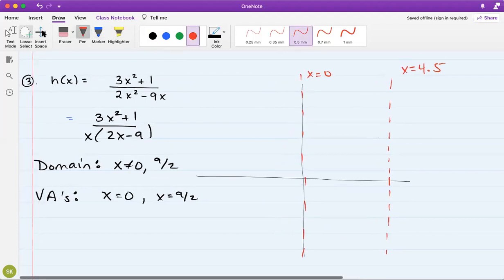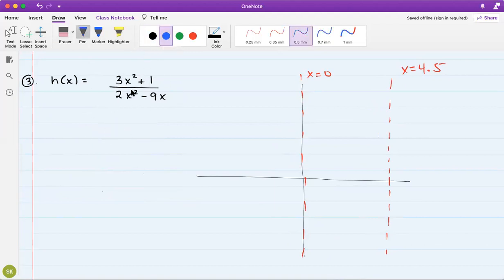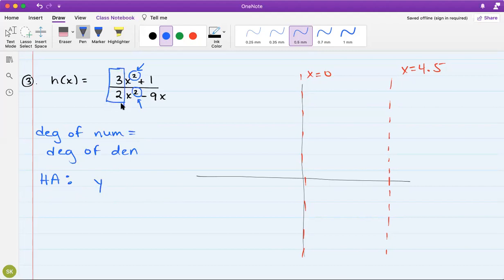Okay, so now let's figure out if we have any horizontal asymptotes. The answer is yes. We don't need this part to figure out the horizontal asymptotes. We need to look at the original equation. So the degree of the numerator is 2. The degree of the denominator is 2. So the degree of the numerator is equal to the degree of the denominator. That tells us that we have a horizontal asymptote, and the horizontal asymptote goes with the ratio of the leading coefficients. So it's just equal to 3 over 2.